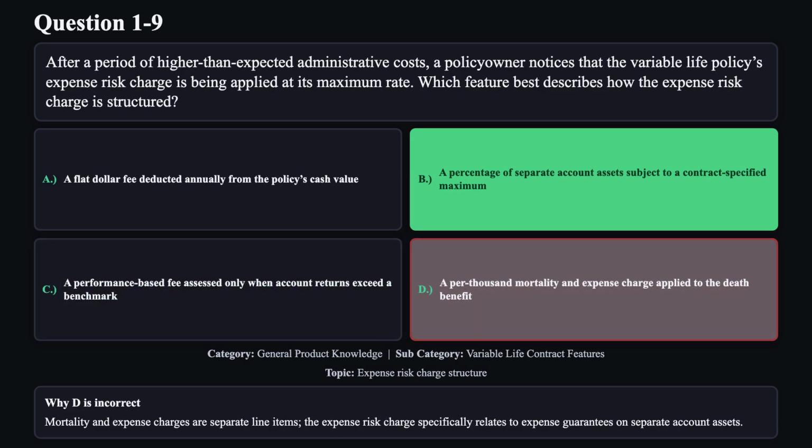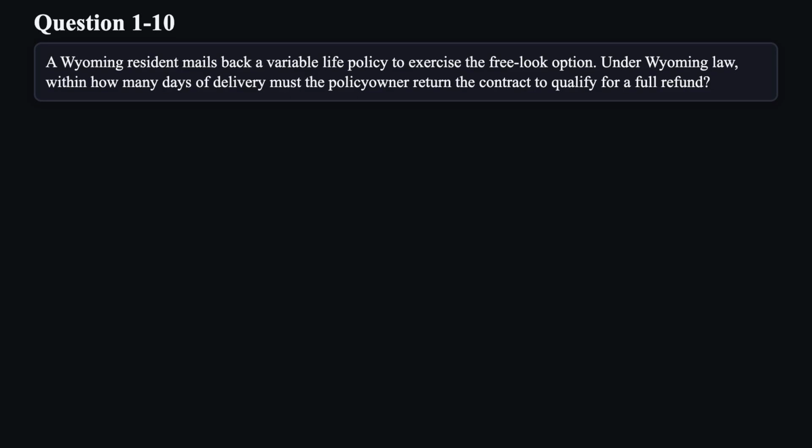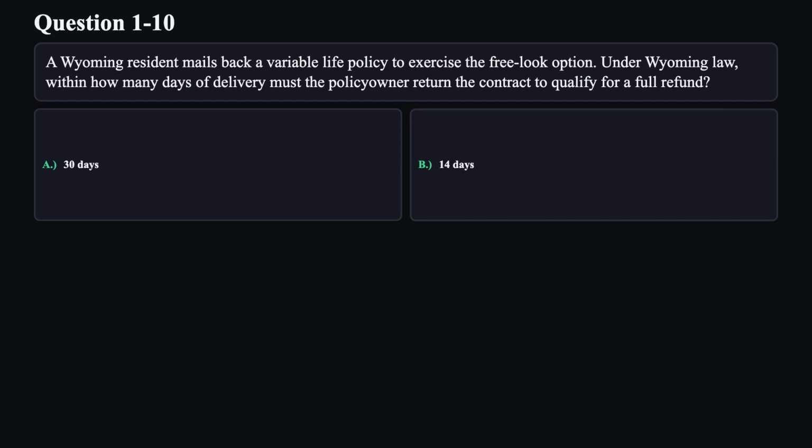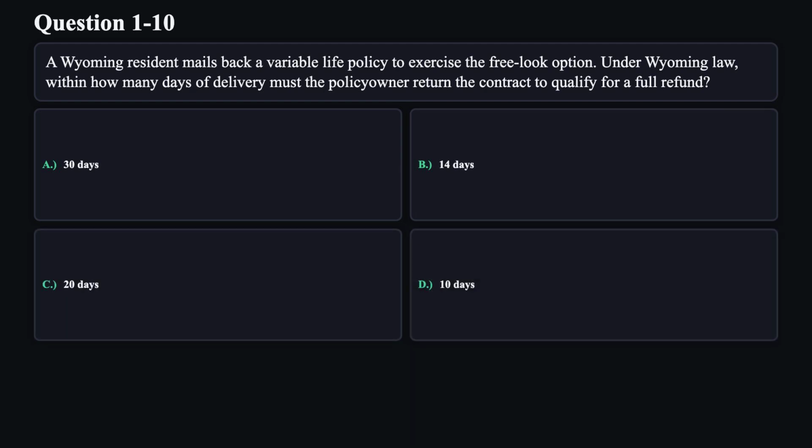Reason D is not correct. Mortality and expense charges are separate line items. The expense risk charge specifically relates to expense guarantees on separate account assets. Question 10. A Wyoming resident mails back a variable life policy to exercise the free look option. Under Wyoming law, within how many days of delivery must the policy owner return the contract to qualify for a full refund? A. 30 days. B. 14 days. C. 20 days. D. 10 days.